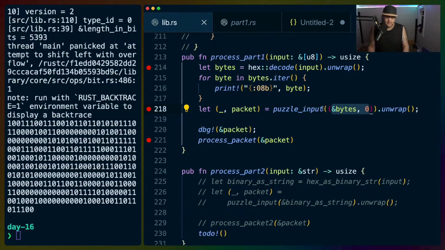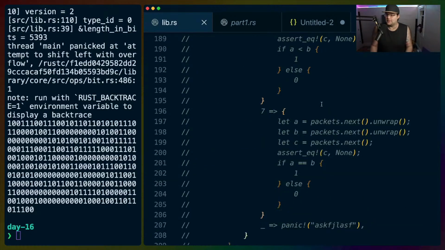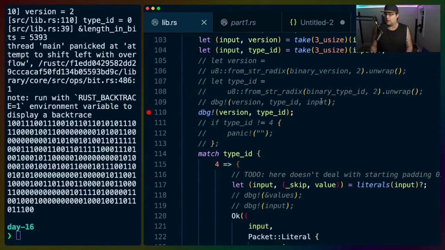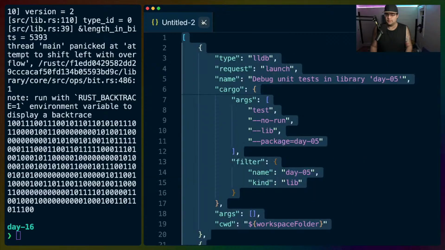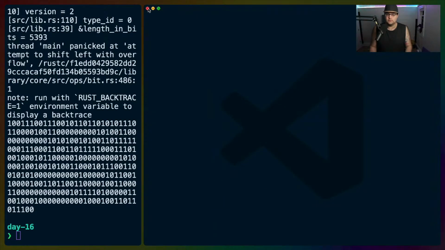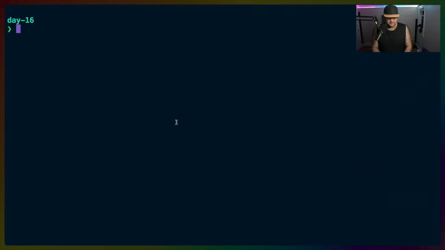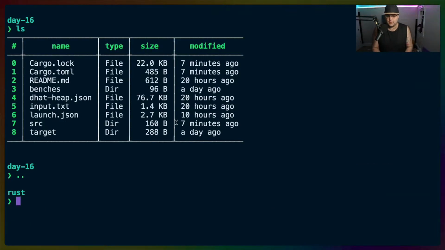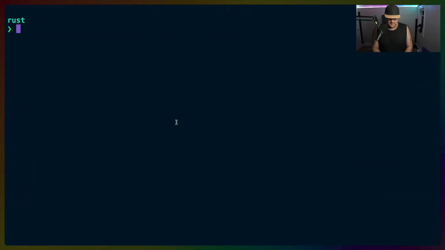So it actually turned out to be fairly easy to transition from a string parser to the binary parser. And I actually found it pretty interesting. So I might make a video on that at some point. But let's look at day 17 now.